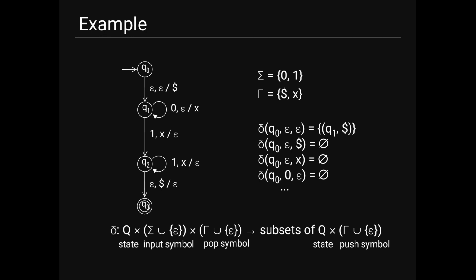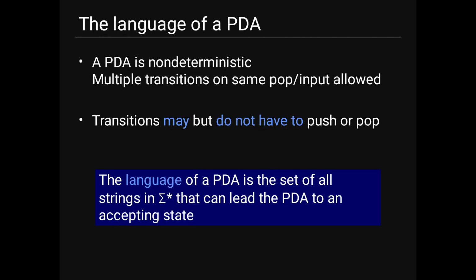Example. The language of pushdown automata is non-deterministic, multiple transitions on the same pop input are allowed. A transition may not have to push or pop. The language of a PDA is the set of all strings in sigma star that can lead the PDA to an accepting state.